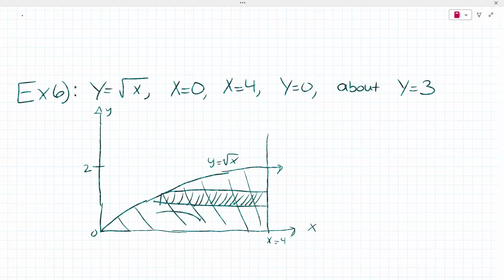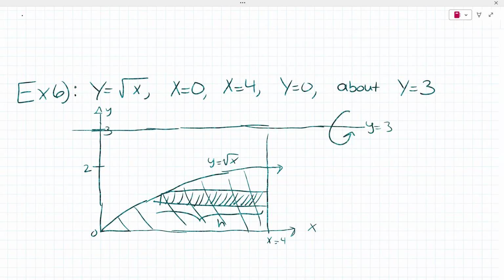Okay, so this is our height. And then, oh, I forgot to draw y equals 3, so let's pretend this is 3 right here. Y equals 3 would be this line. And then we're revolving around y equals 3 like that. So what would be our radius? Oh, we gotta set it up first.